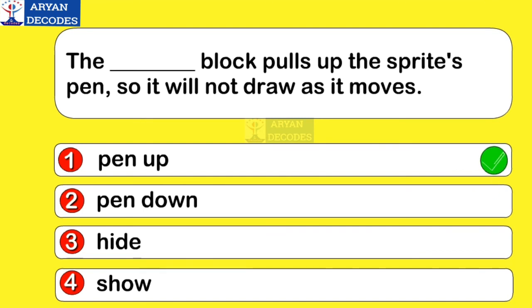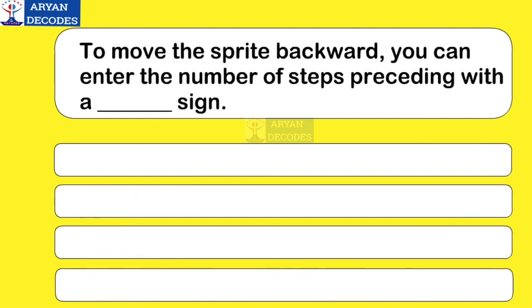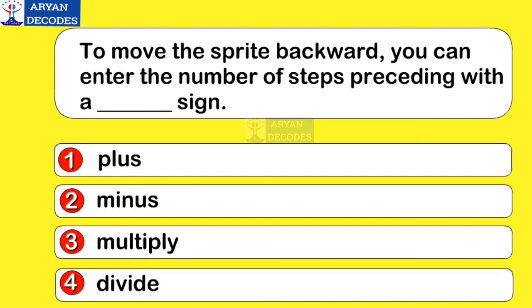Friends, in the next question, select the correct operator from the given options. To move the sprite backward, you can enter the number of steps preceding with a dash sign. And the correct option is minus.